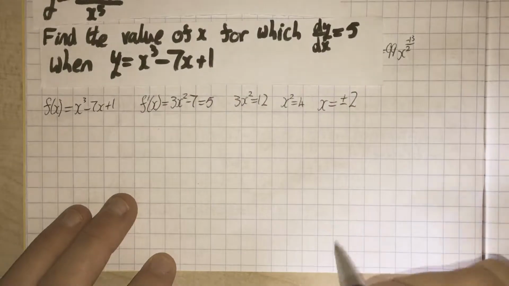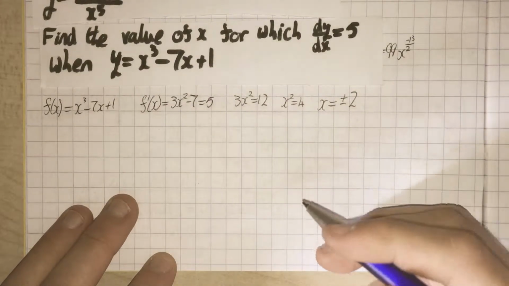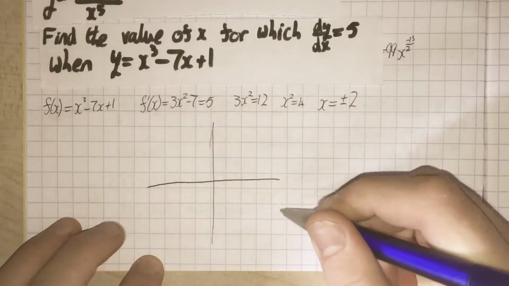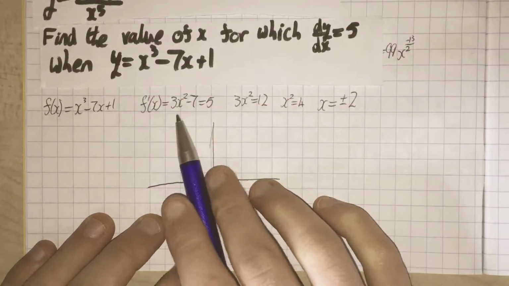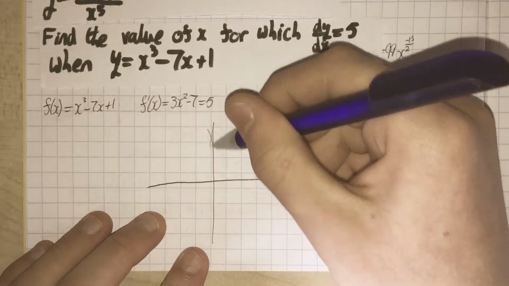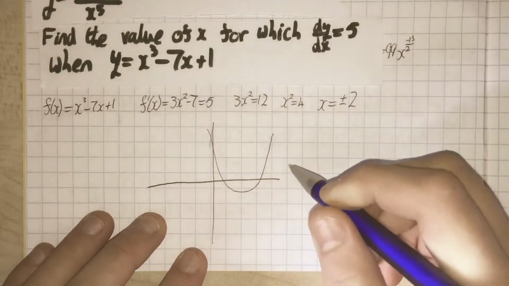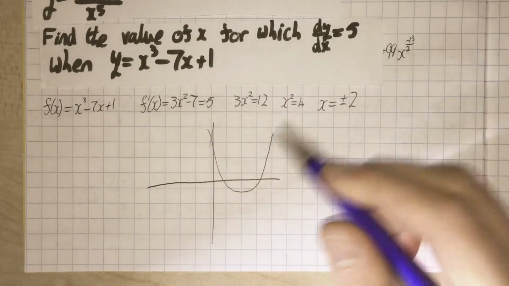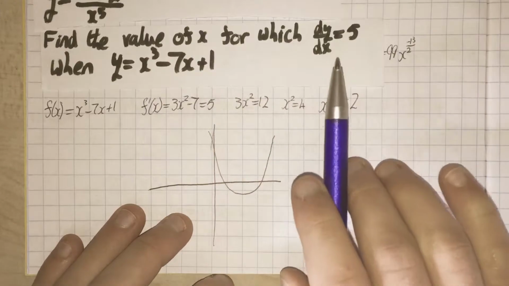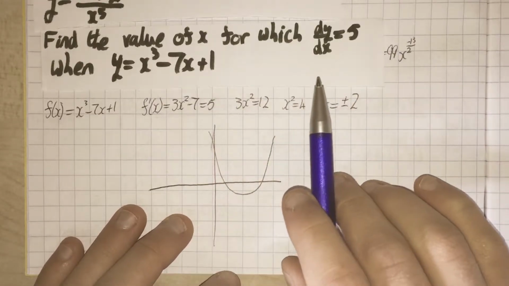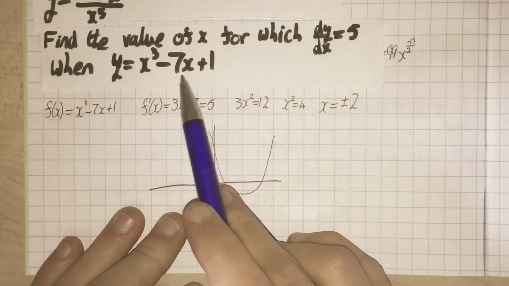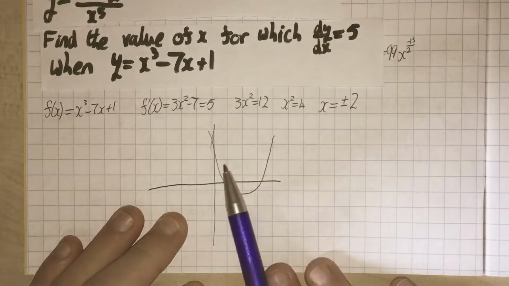And you can actually represent this on a graph per se. So if you have your axes right here, 3x squared minus 7, well, that is an x squared graph. You needn't worry about the roots. We're just trying to find when dy/dx equals 5, which means we're looking at the gradient function, so it needn't show that on our graph.